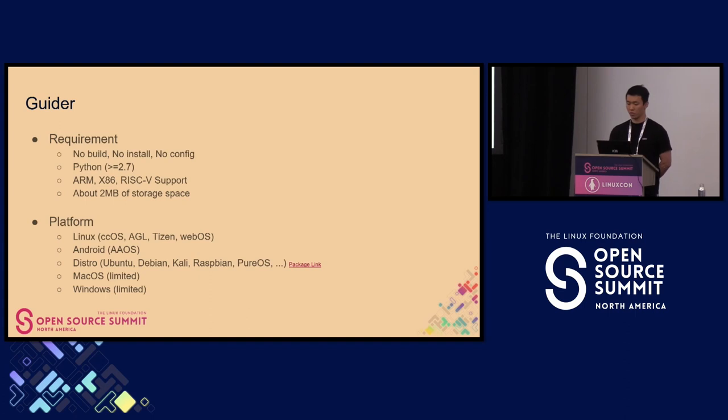Guider can be executed with basic Python without the need for a separate build, install, or environment setup. It supports popular CPU architectures and requires about 2 megabytes of storage. During system monitoring, CPU resources are consumed about 2 or 3% of one core, and RAM usage is around 17 megabytes. Guider operates standalone on all Linux-based platforms and Android, and partially on macOS and Windows.